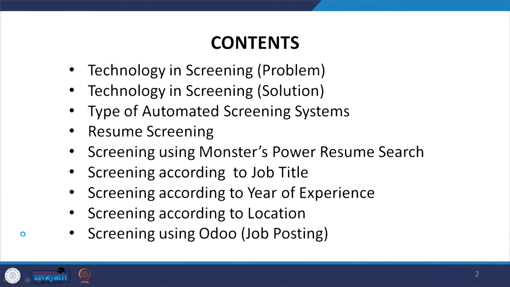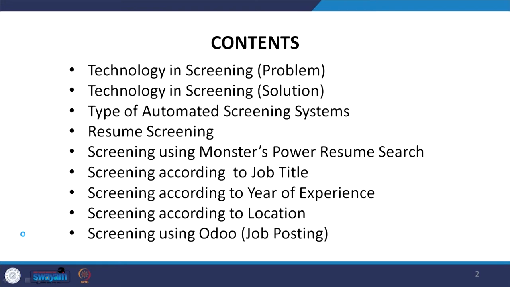So technology in screening, that is a problem. We have to screen millions of applications. And believe me, these global level hiring companies have millions of applications per year. If that many applications are coming, how do we screen them? That is a big issue. But there is a solution through software, and how that works we will be discussing in this session.